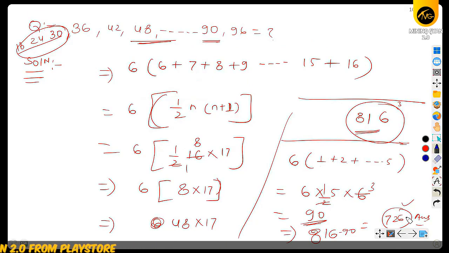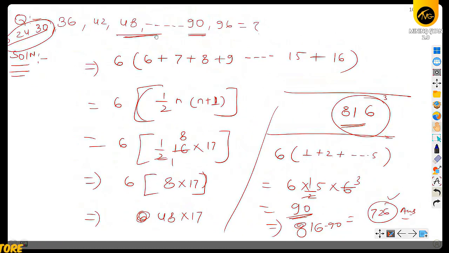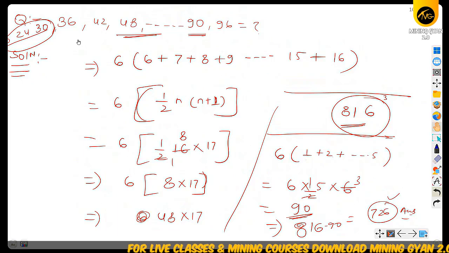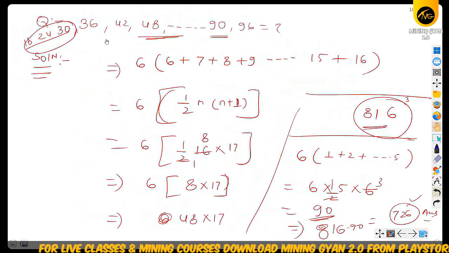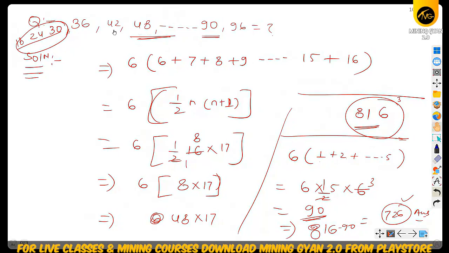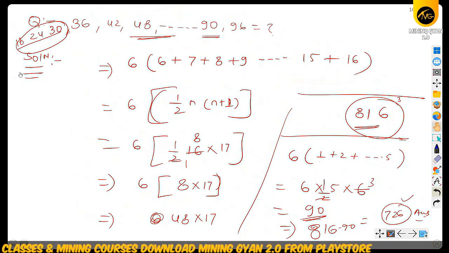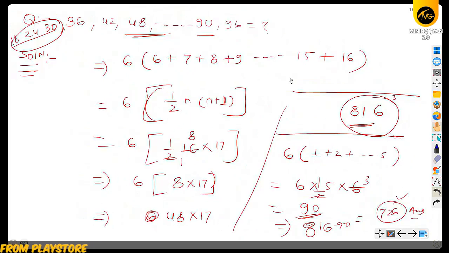Okay, let me explain. We have the series 36, 42, 48 up to 90 and 96. That means this is the series of the table of 6, or we can say the multiples of 6. You already know that this is the second portion of the series. The remaining portion, from 6 to 30, is not available in the series. So we have to work out the basic series of natural numbers.